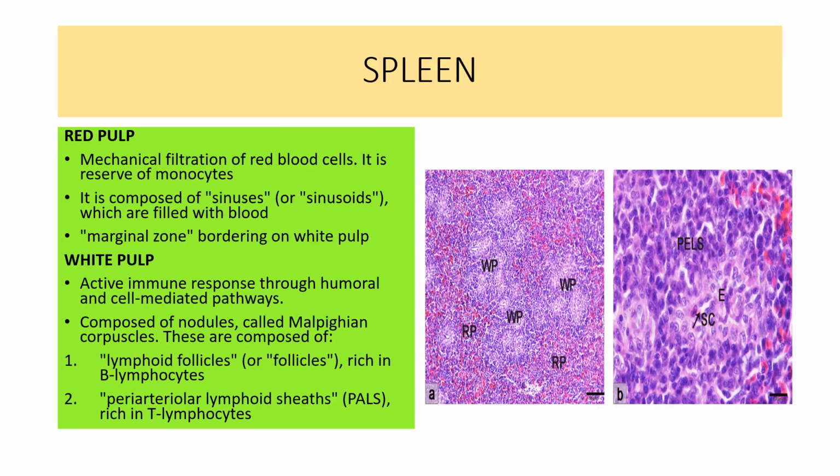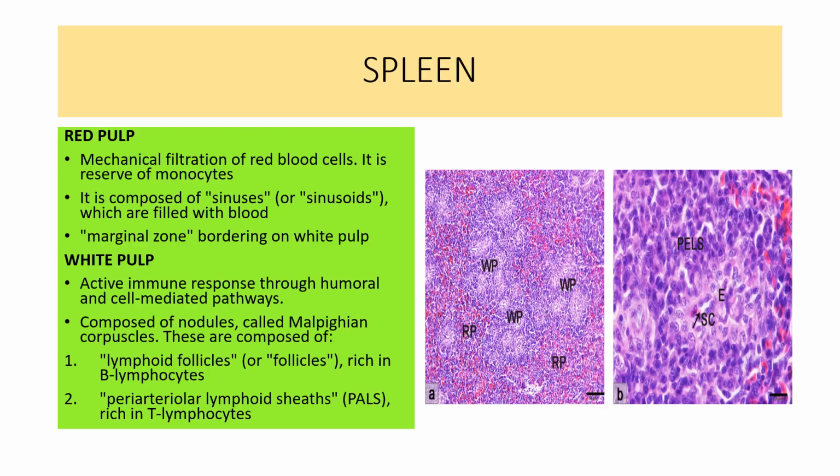The spleen consists of red pulp and white pulp. The mechanical filtration of RBC is done in the red pulp. It is a reserve of monocytes. It is composed of sinuses which are filled with blood and the marginal zone bordering the white pulp. Whereas in the white pulp, active immune response through the humoral and cell-mediated pathway takes place.